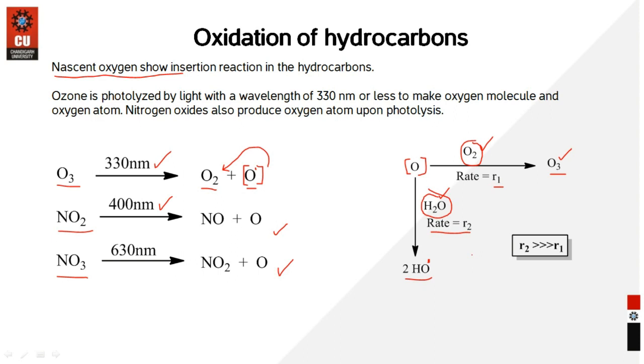Then which of the processes is going to happen? As I have written here, the rate of the R2 reaction is much higher than R1. That means if we compare R1 and R2, R2 takes place in preference to R1. That means formation of two OH radicals takes place and ozone does not form.